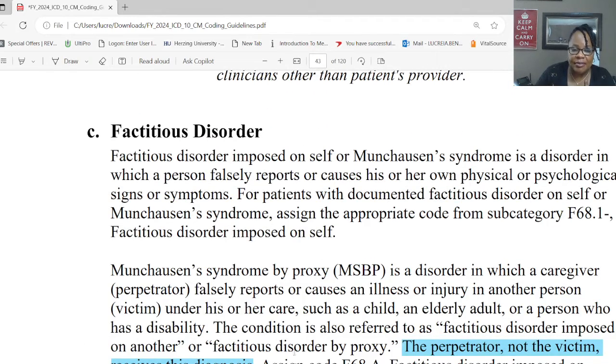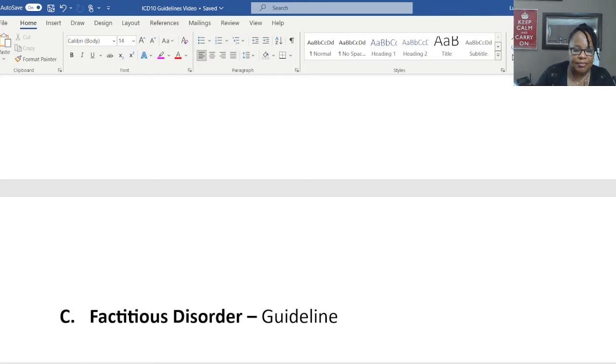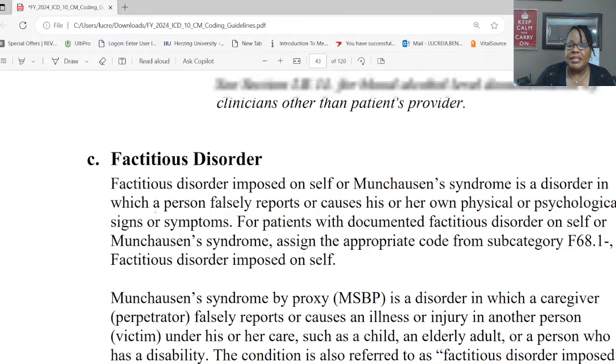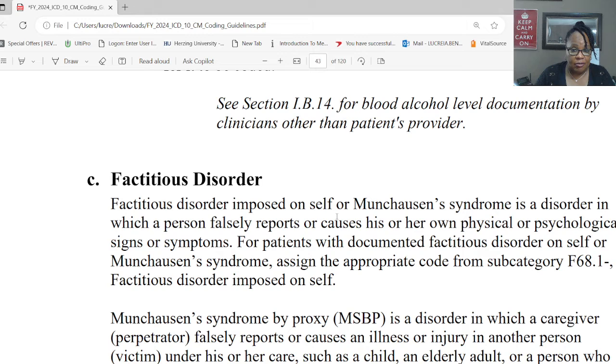All right, we're down to C, fictitious disorders. Fictitious disorder imposed on self, or Munchausen syndrome, is a disorder in which a person falsely reports or causes his or her own physical or psychological signs or symptoms. For patients with documented fictitious disorder on self or Munchausen syndrome, assign the appropriate code from subcategory F68.1, fictitious disorder imposed on self.